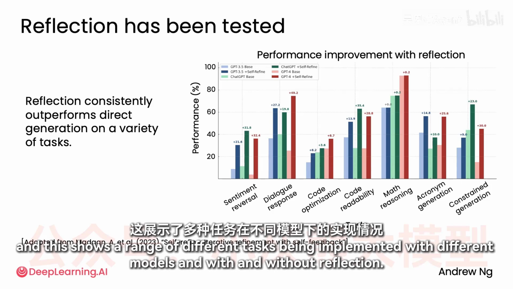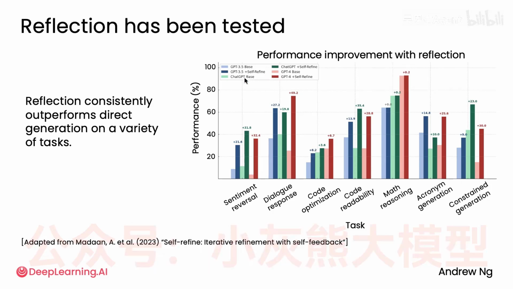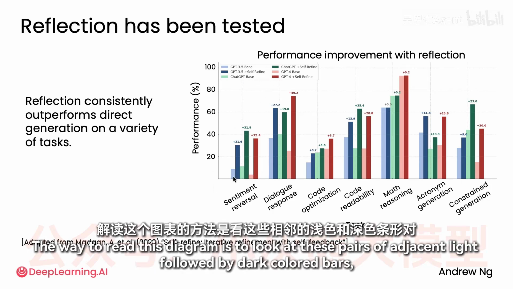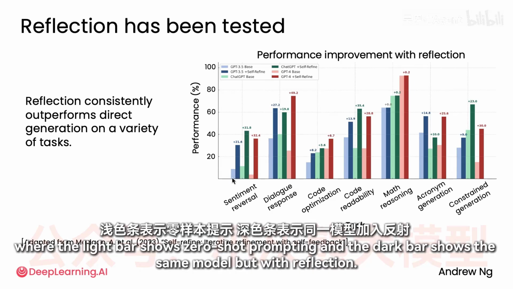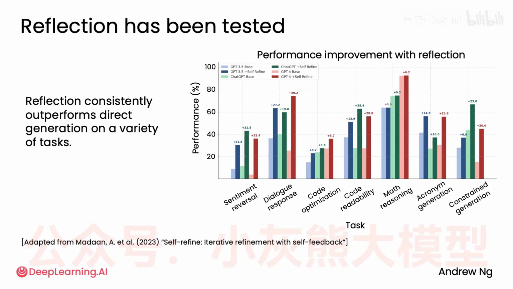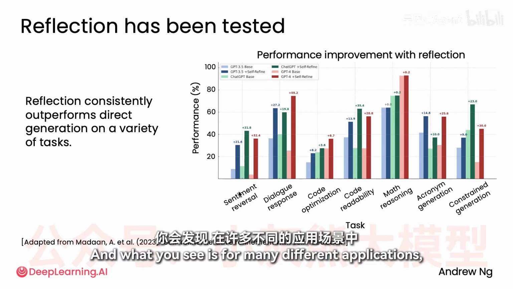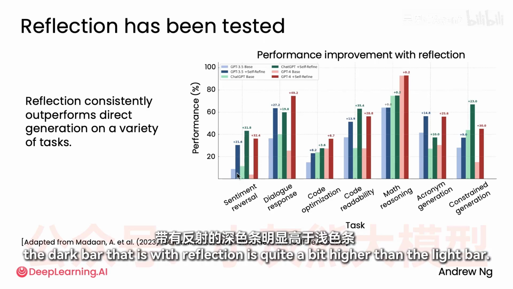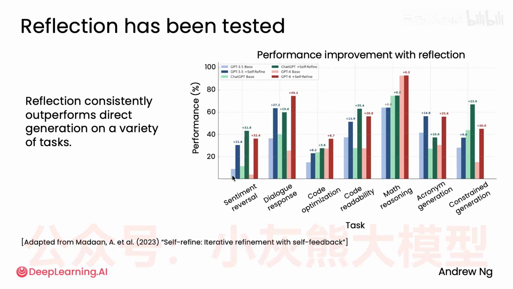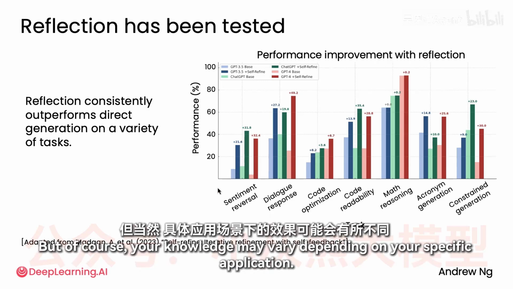And this shows a range of different tasks being implemented with different models and with and without reflection. The way to read this diagram is to look at these pairs of adjacent light followed by dark colored bars, where the light bar shows zero-shot prompting and the dark bar shows the same model but with reflection. And the colors blue, green, and red show experiments run with different models, such as GPT 3.5 and GPT-4. And what you see is for many different applications, the dark bar that is with reflection is quite a bit higher than the light bar. But of course, your mileage may vary depending on your specific application.